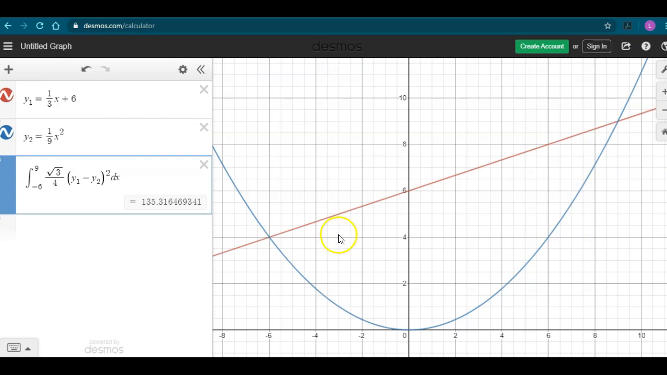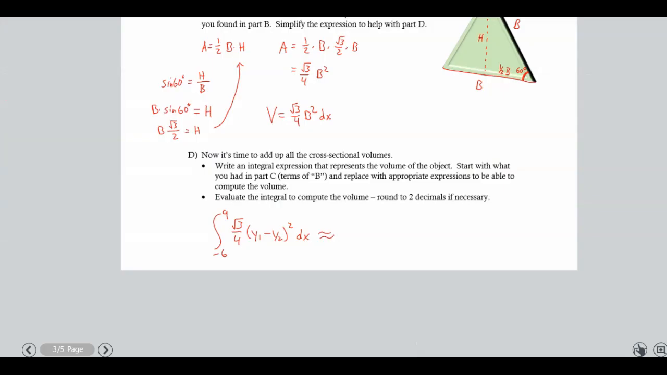So over here on Desmos, we have our same y1, y2 definitions. Really the only thing that's changed is I get this root 3 over 4 in front of this y1 minus y2 squared. So we get 135.316 something or other. So I'll just say 135.32 and go and put that in. So we got 135.32.